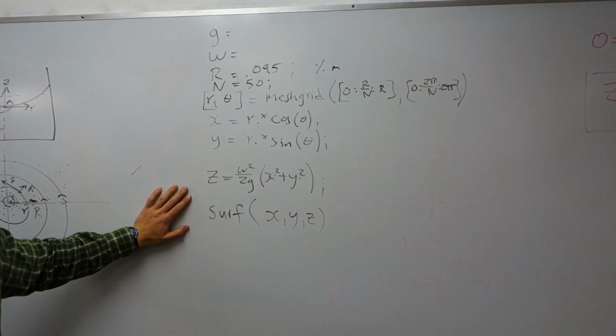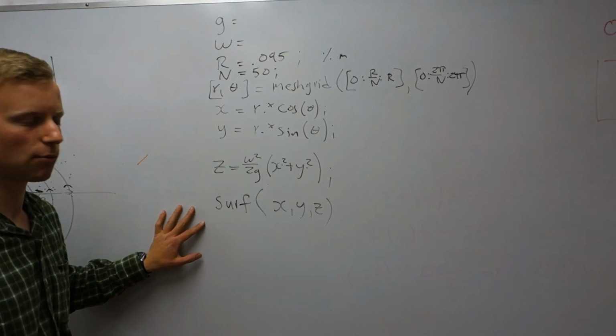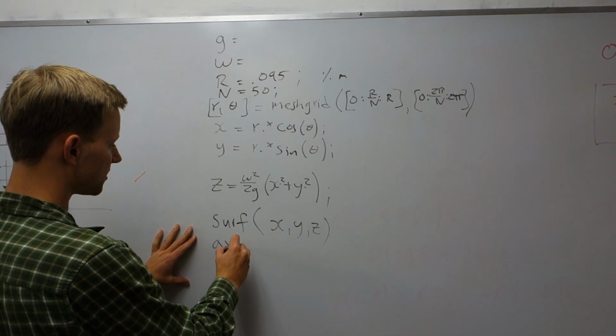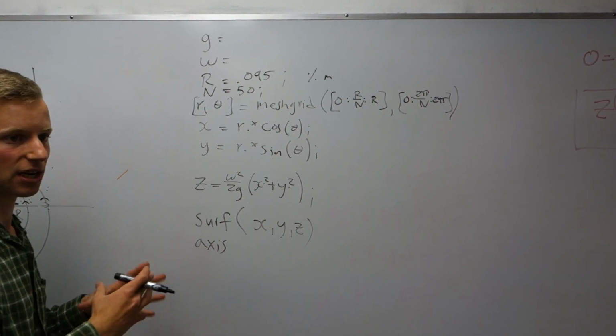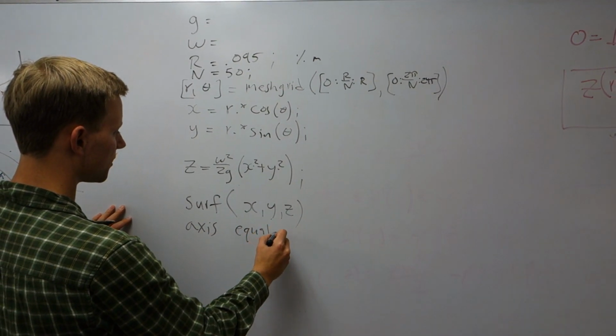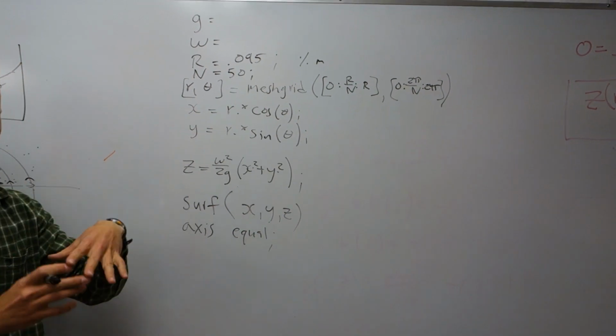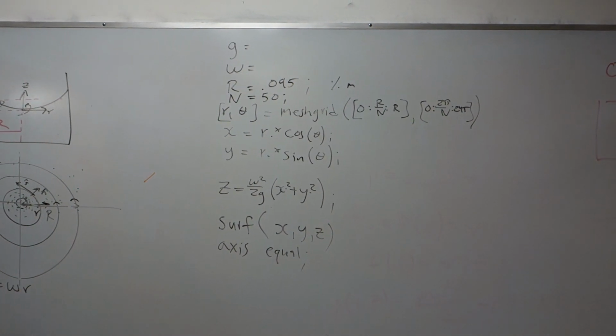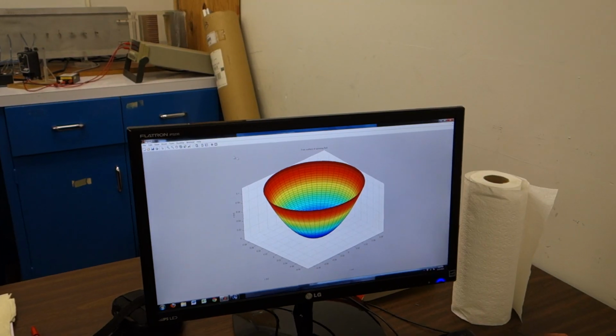And to make the plot look more physical, we can make the axes the same dimension in x, y, and z. So we can use the axis equal command. Otherwise, the plot will be scaled in a non-physical manner. Alright, let's go look at the plot.